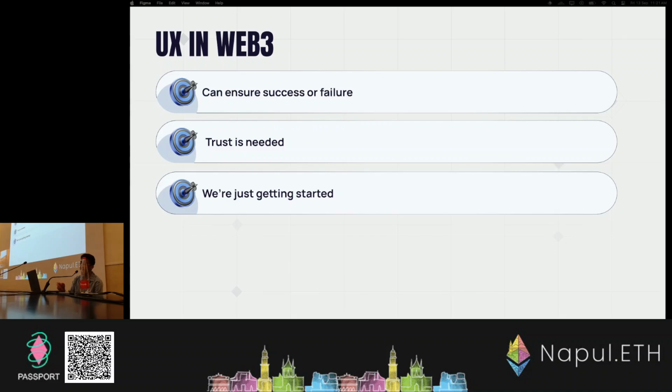They only focus on the eye candy and not the actual UX side of things. So remember that Web3 is still in its early stages, and the designs we create right now can define the future of the entire ecosystem.